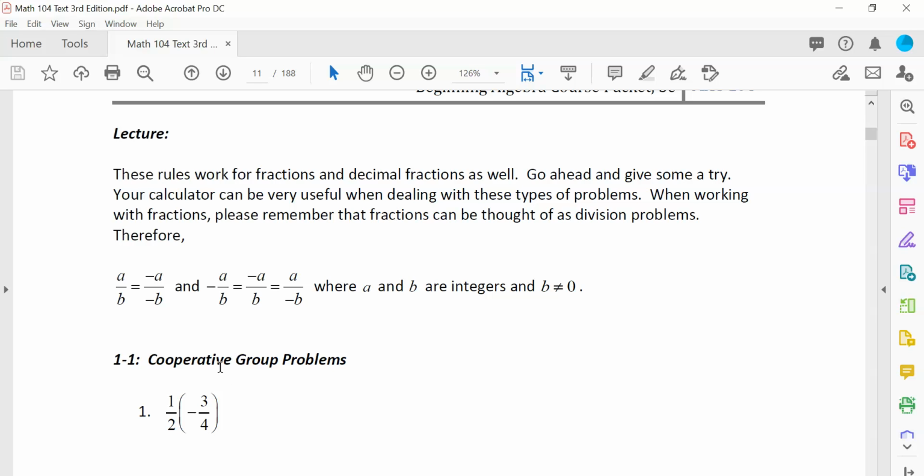Now, one thing that's kind of interesting is this is saying positive over positive is the same thing as negative over negative. Negative over positive and positive over negative is the same thing as the opposite of the fraction itself. So it's a thing we're going to utilize later on, and mostly in section 2 of the book.